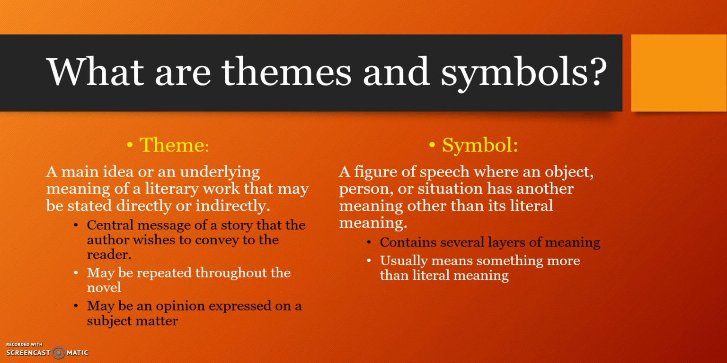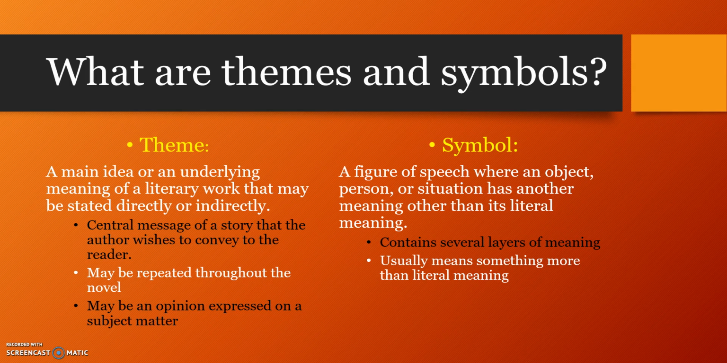Symbols. A symbol is a figure of speech where an object, a person, or a situation has another meaning other than the literal meaning. And we talked about this before. It's like an onion. It's layered, so you know for sure what something is. You know it's an onion, but as you peel the onion back, you realize that there are other things that this means. We talk about this with the conch shell.